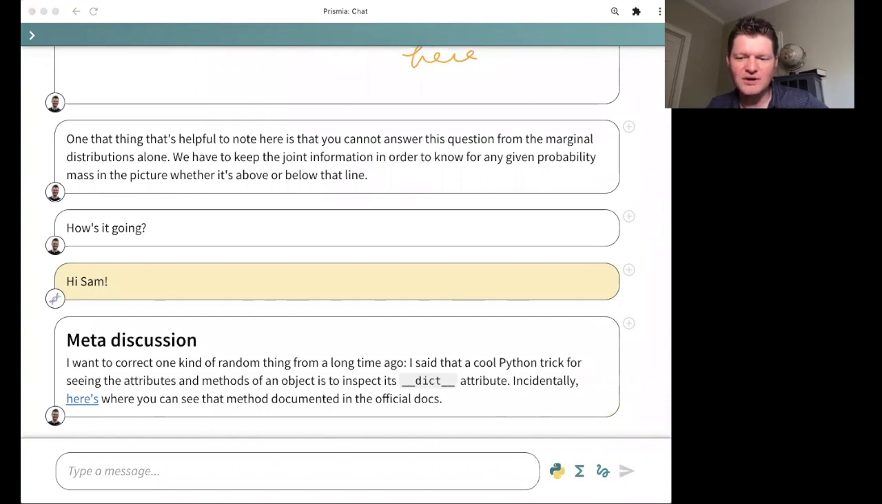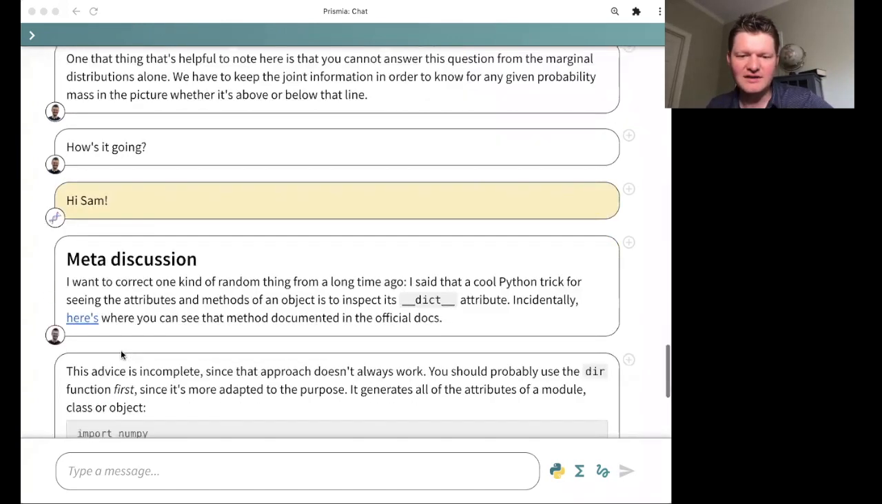So this one is pretty random. A while back when we were doing the Python stuff, I said that it's cool if you want to see the attributes of an object to use the dict method. So double underscore dict, double underscore, and that will, in many cases, show you the attributes of the object. And you can use that to remember the name of something that you forgot or figure out what methods are available and so on. But that advice is kind of incomplete.